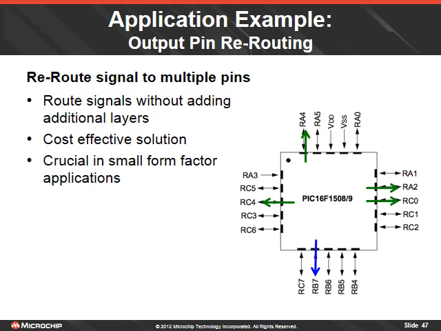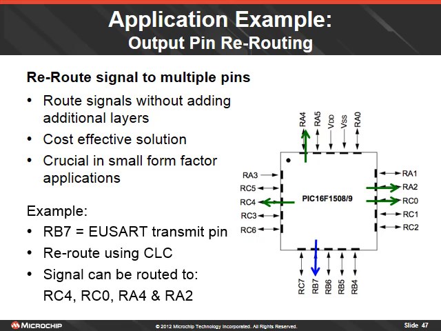Another potential application for the CLC is output pin rerouting. In this example, the RB7 EUSART transmit pin can be rerouted internally via the CLC to output on RC4, RC0, RA4, or RA2 pins, thus saving the additional board space to run additional traces or perhaps eliminate the need for an additional board layer. Used in this manner, the CLC could save both board space and cost.